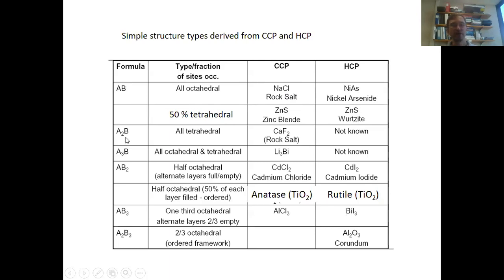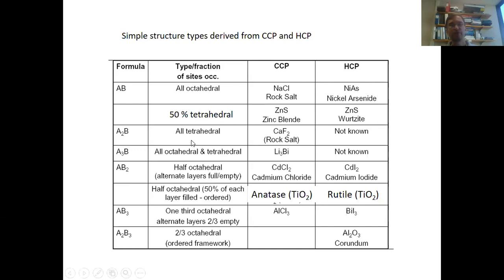So when we have the composition A2B, then we can fill all tetrahedral holes. And in this case, we will have the calcium fluoride structure in the cubic close-packed lattice. The hexagonal analog is not known. We have discussed why. In the hexagonal close-packed structure, some of the tetrahedral holes are face sharing and come very close. And for that reason, we cannot fill all the tetrahedral holes.